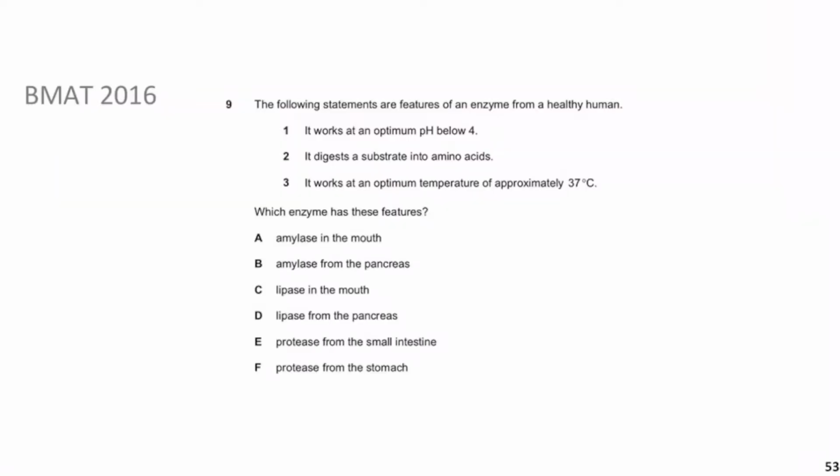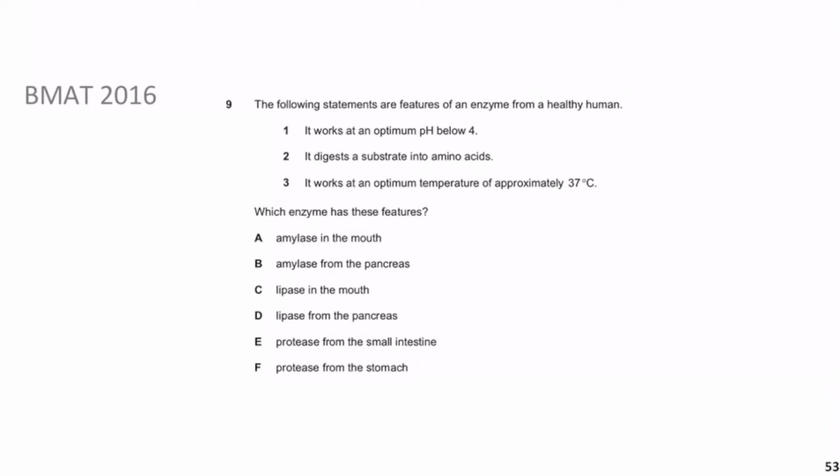So the first question, guys, is BMAT 2016, which is question 9. It says the following statements are features of an enzyme from a healthy human, and it says which enzyme has these features. So, guys, pause the video, give yourself a minute, and be sure to come back after that minute so we can go through the answer.